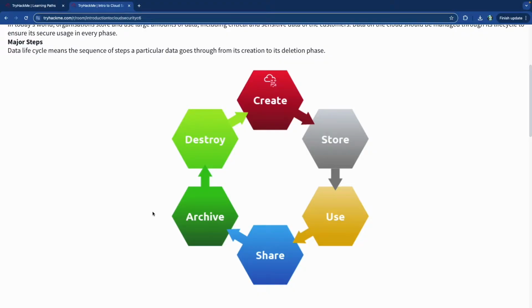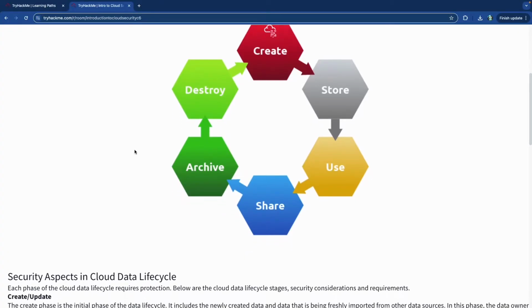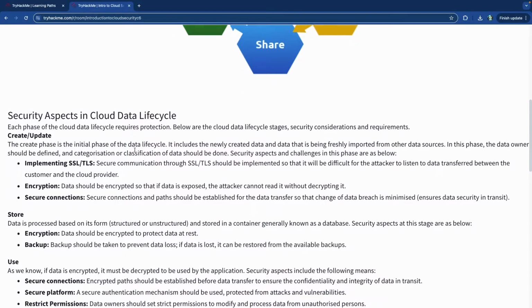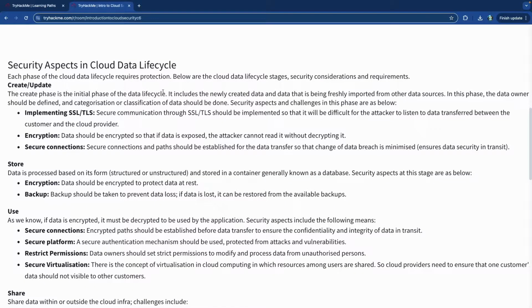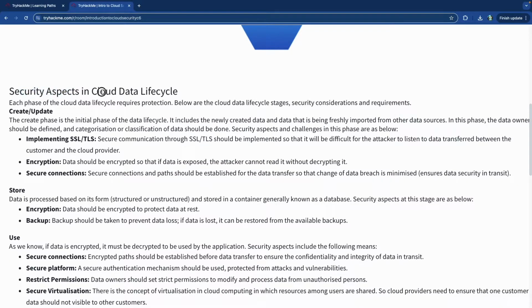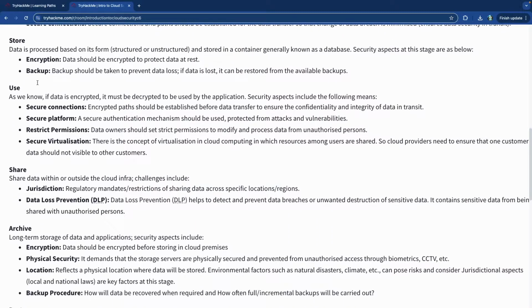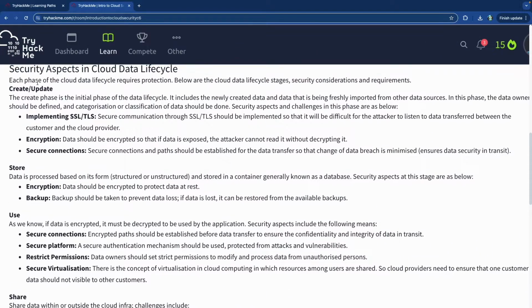And sometimes you don't need it anymore. It becomes outdated. So if it's outdated and it's not needed anymore, it has to get destroyed so it opens up space, but also it alleviates the liability. It removes liability from the company that is storing it so that they don't have to worry about it leaking or getting accessed by people that shouldn't access it. So when you look at this life cycle, you need to consider the security aspects in that life cycle. Each phase requires protection, and the security considerations and requirements for all of those stages are individual, but there's a lot of overlap.